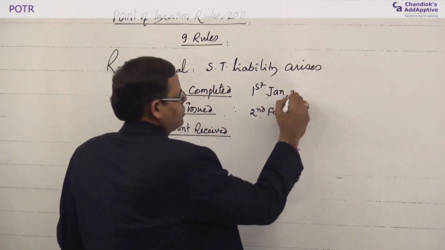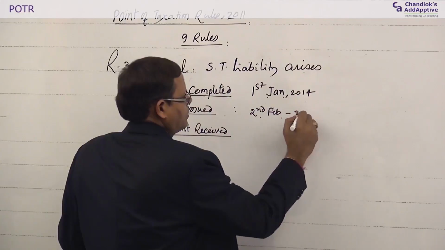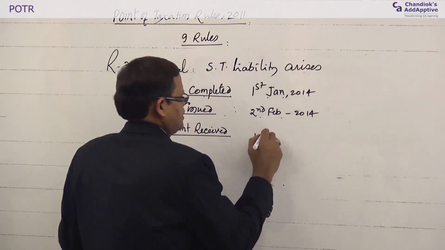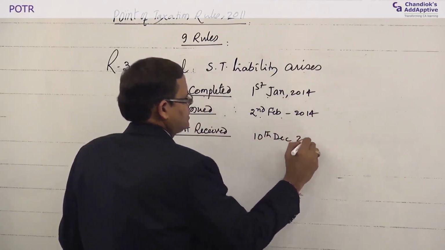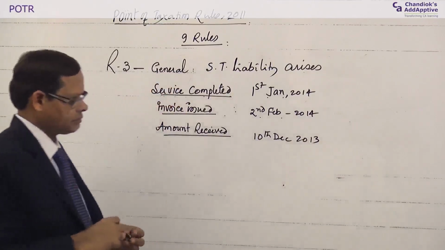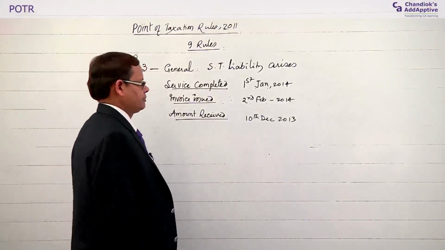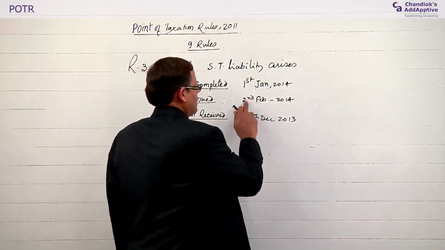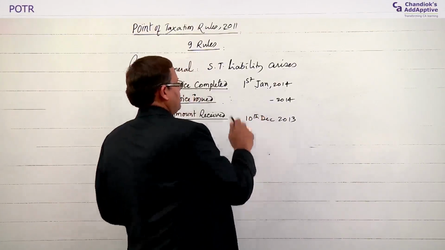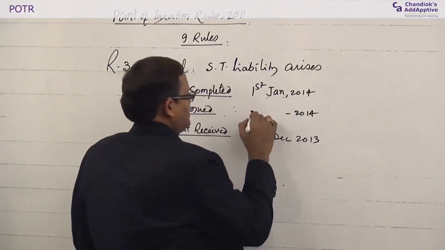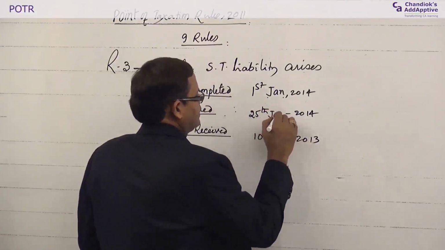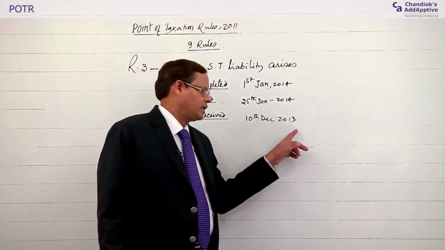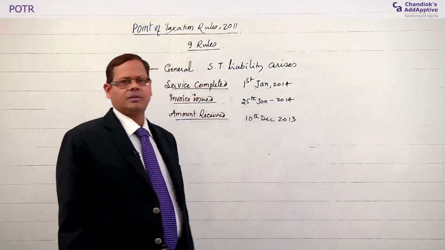Next, it may so happen that the service was completed on 1st January, and the invoice was issued on 25th January 2014, but the amount has been received in advance, because in 2013 the amount was received. On 10th December the amount was received.